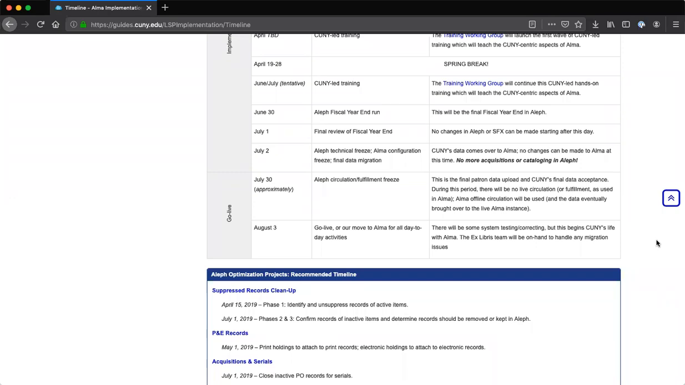The Ex Libris team will be on hand to handle any migration issues. And per Kevin, I'm just reiterating that lending will continue until the end of July. So while we have a technical freeze, so no acquisitions or cataloging, lending will continue until at least July 30th. On July 30th, we will start using Alma offline circulation.